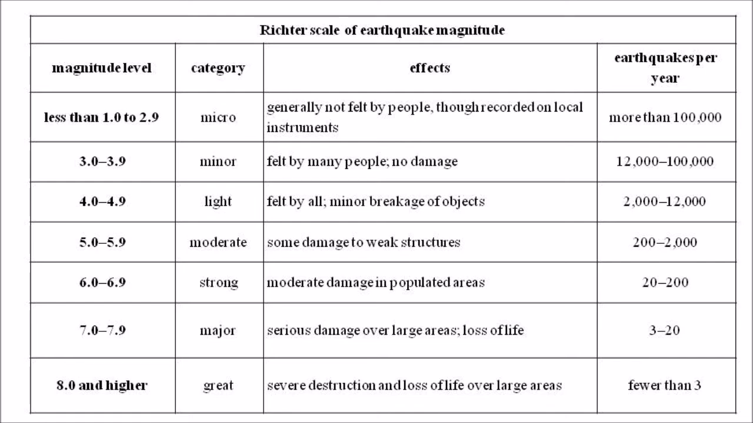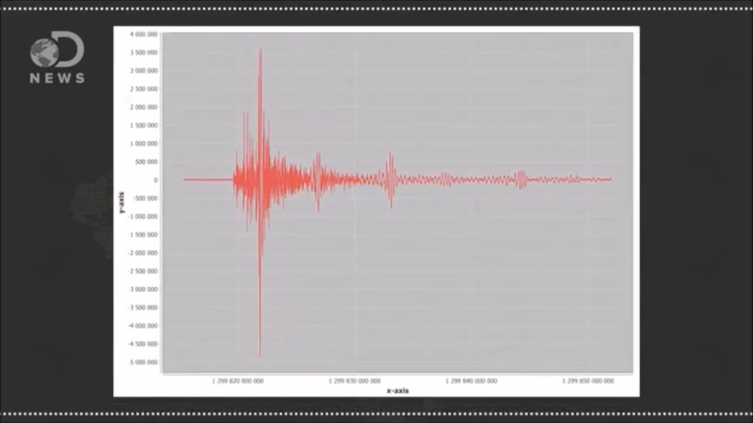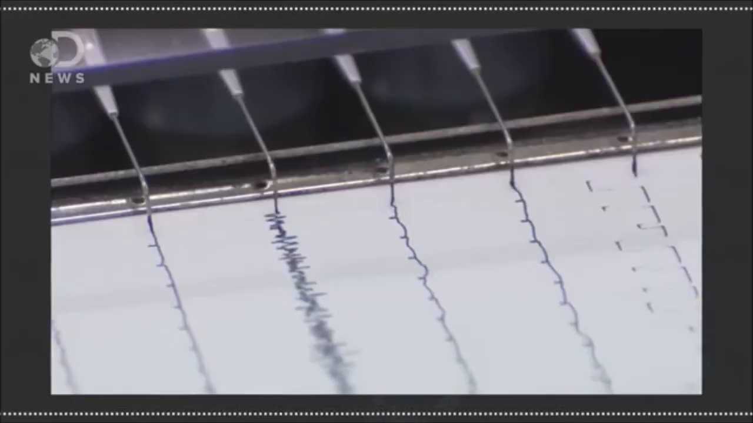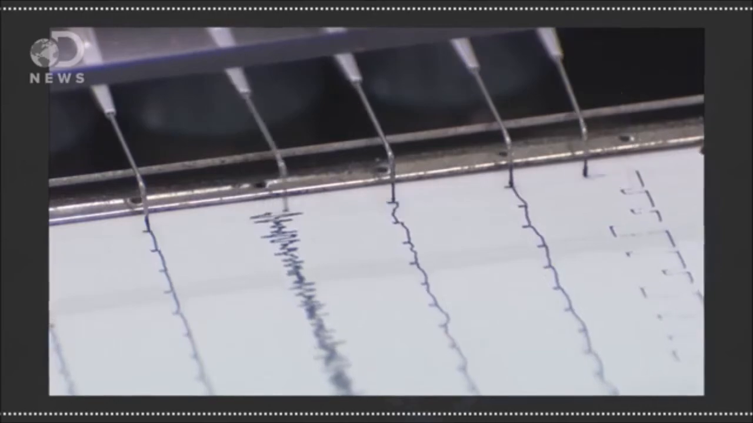Earthquakes of magnitude 8 and above are categorized as great earthquakes, and the effects are severe destruction and loss of life over a large area. The number of great earthquakes per year is fewer than 3, that is, 1 or 2 may occur in a year. So these are the different Richter scale magnitudes as well as the different categories of earthquakes.